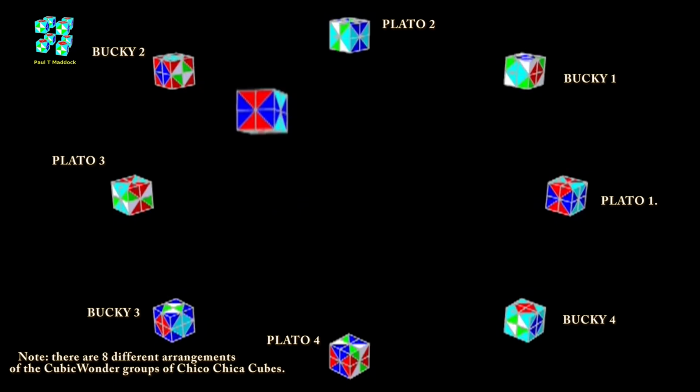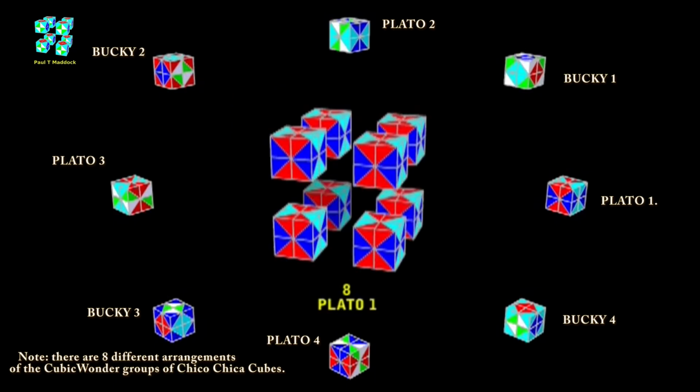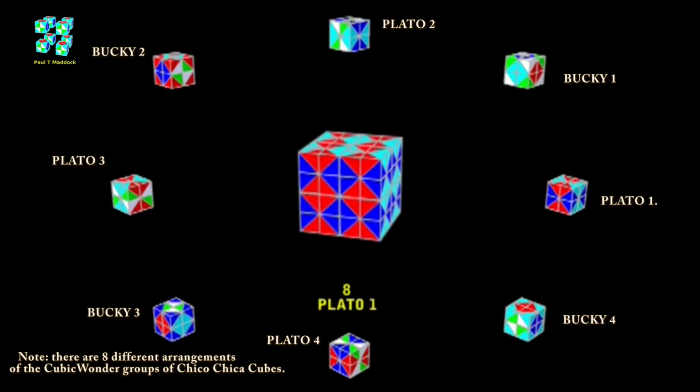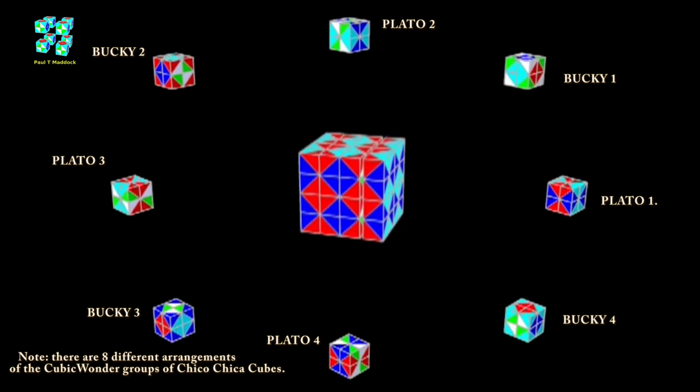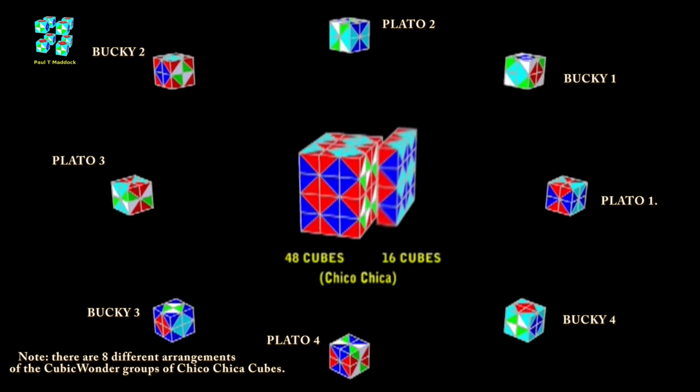Another 7 Plato 1 cubes with it, and then we'll make a cube of 8 of them. So this cube has 64 Chica cubes. So any face can give us 16 cubes.